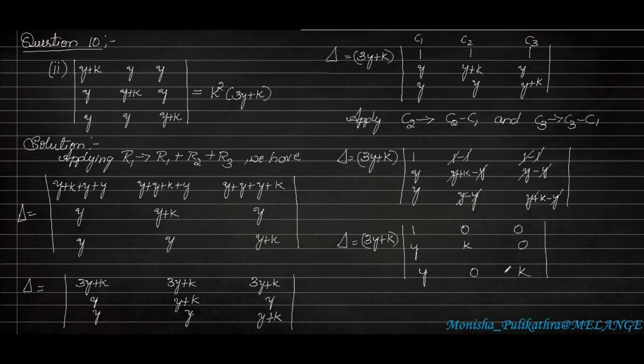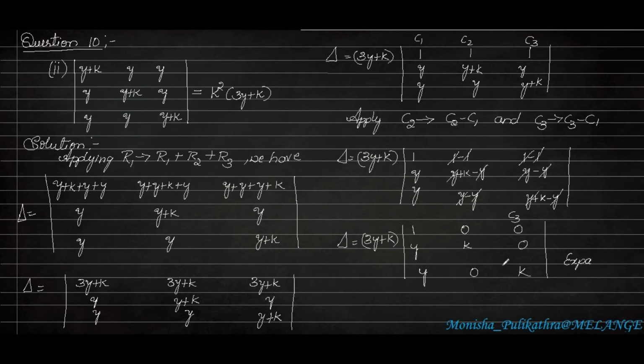Okay. So after this, I will be expanding column 3 only. Why? Because 0 is already there, and only 1 will be remaining. So I will be expanding C3. So this is column 3.